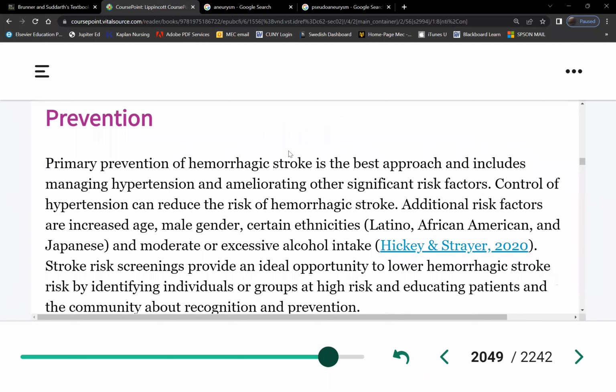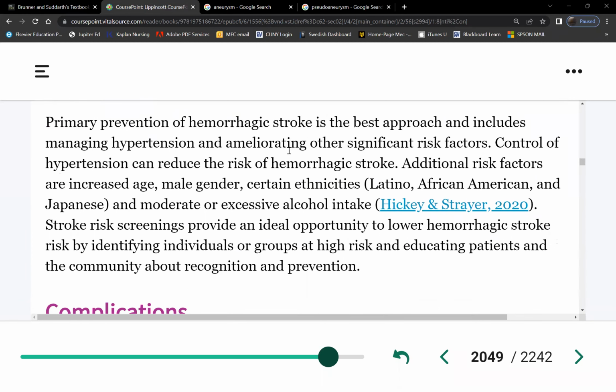Start with prevention first. Just like in ischemic stroke, what will be your prevention measures? We do the same as with ischemic stroke. Yeah, the same thing, because remember, they have similar risk factors. However, how can you prevent an aneurysm? Can you control hypertension though? Yes, that's one way to do it.